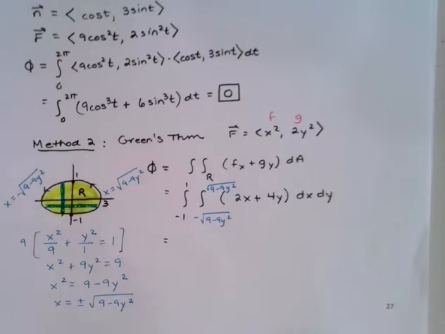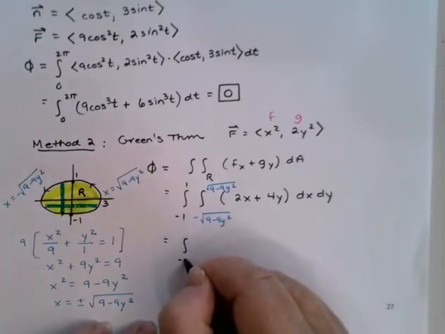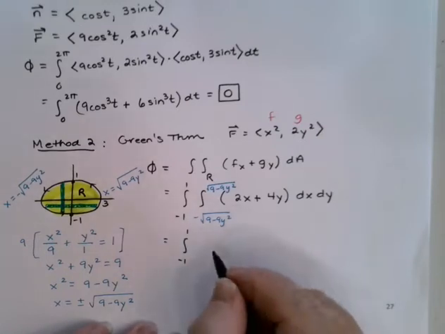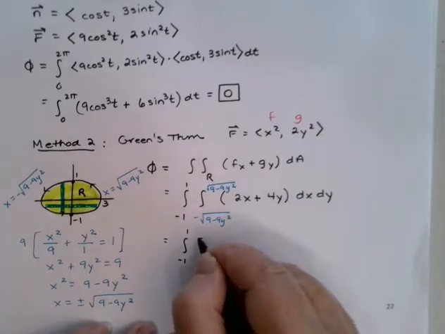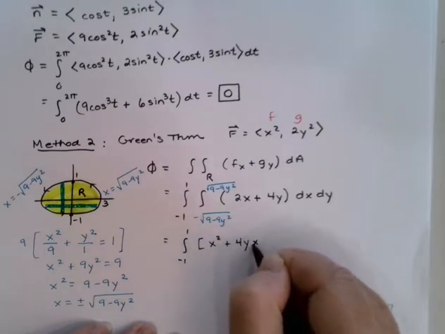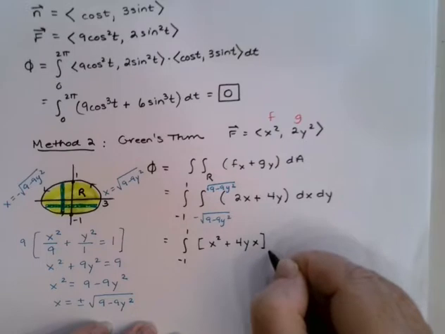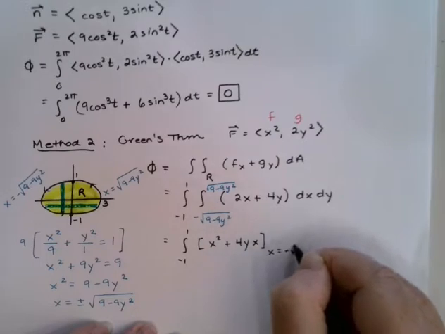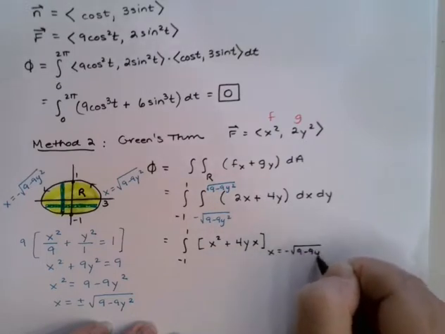All right, so let's see what we get. Integrating with respect to x is going to give me x squared plus 4y times x. And x goes from the negative square root to the positive square root.